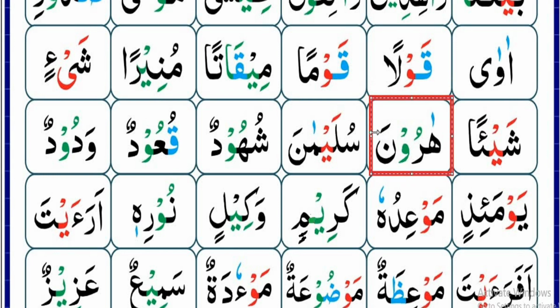Ha standing fatha ha, ra waw dhamma ru, nun fathana, haruna. First sound will be stretched because of the vertical, the standing sign. Ru will be stretched because of waw, the madda letter. Seen dhamma su, lam ya fatha lay, sulay, mim standing fatha ma, nun fathana, sulaymana.